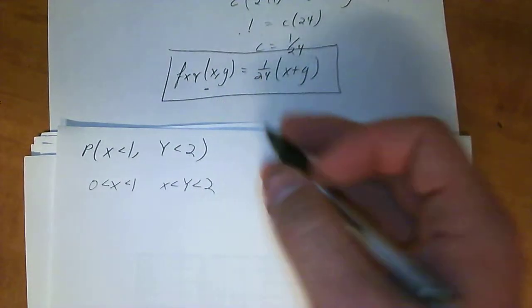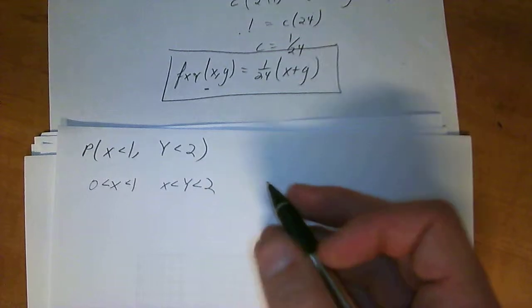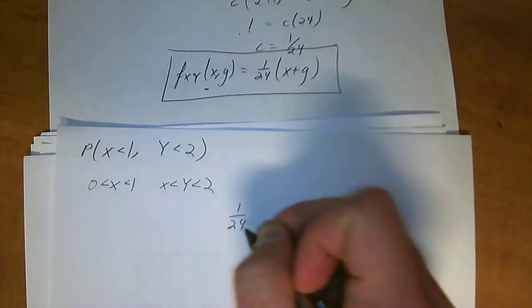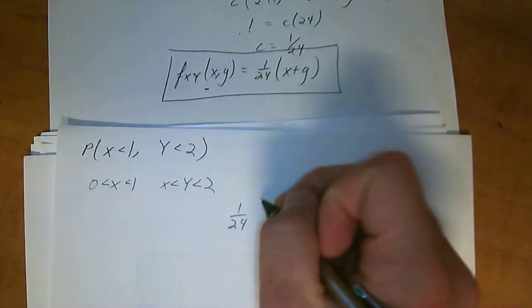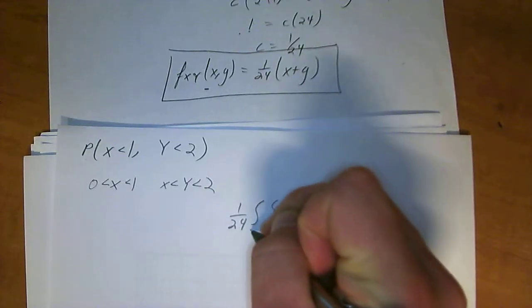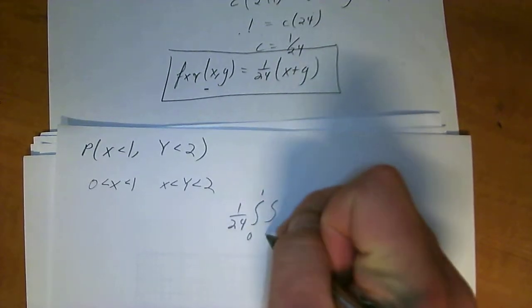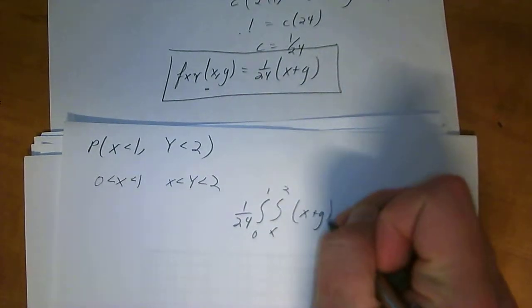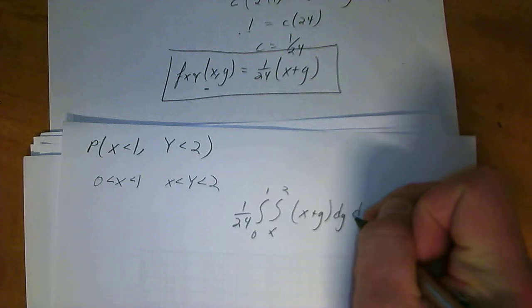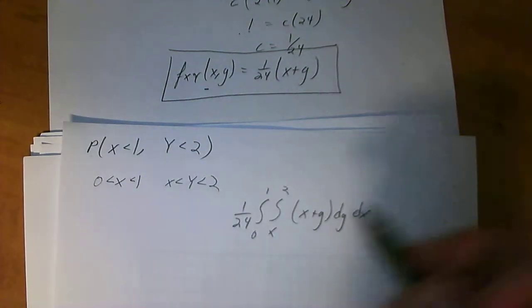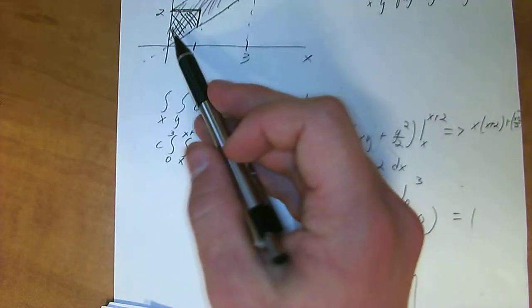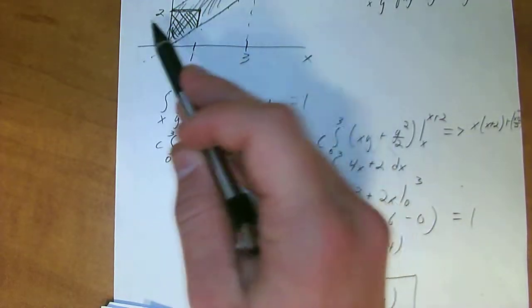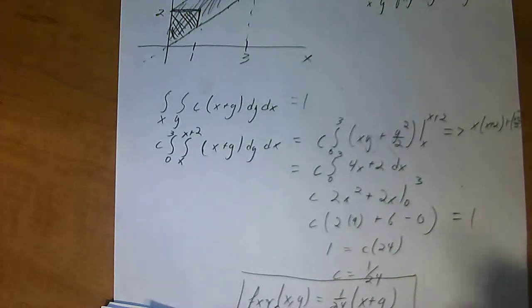So what you do is you take our joint PDF and you basically integrate it. So we've got 1 over 24. I'm just going to go ahead and take the 24 to the outside already. And then you've got the integral with respect to x, 0 to 1, and then x to 2 of x plus y dy dx. That's how you can set up the integral. It's pretty easy. You go from the y right here, and then you do x, and you get the values that you need.